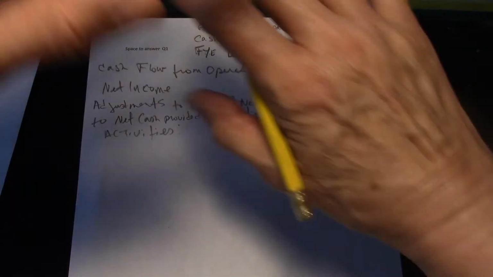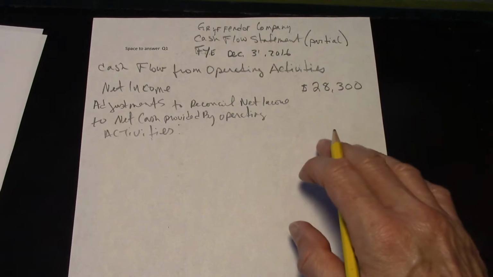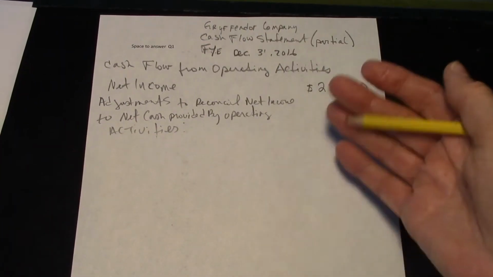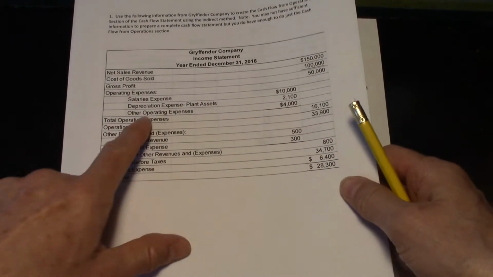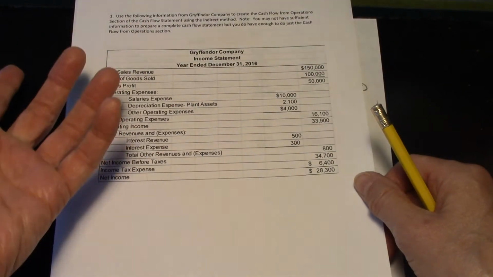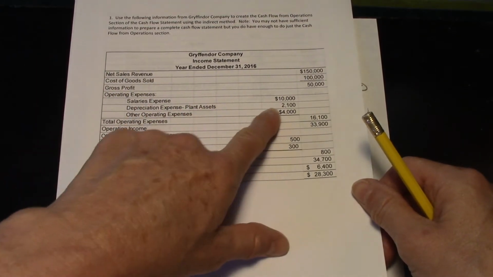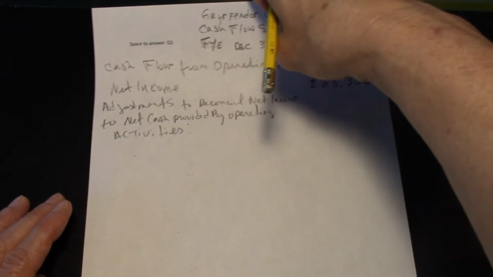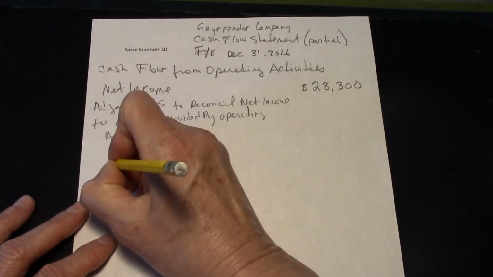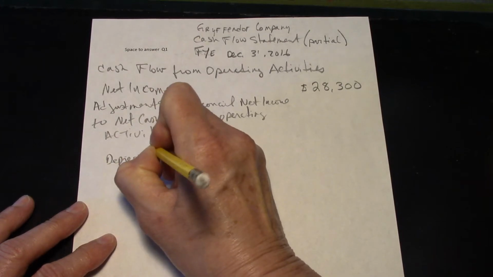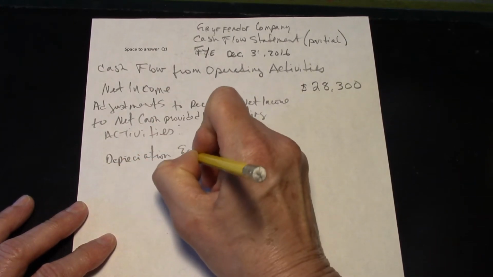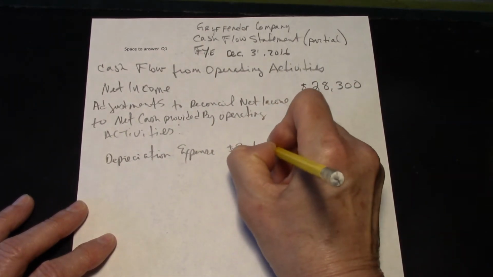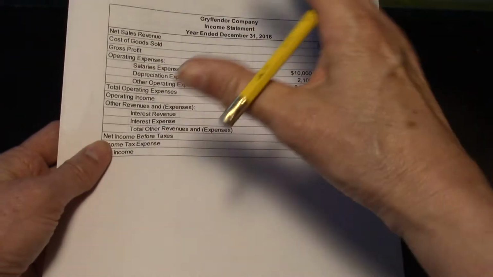The first adjustment is always depreciation expense. It's non-cash, so you add it back in because it was subtracted out, but it's not cash. So if you have depreciation expense, it's going to be on the income statement because it's an expense. That's where expenses are. Depreciation expense, 2,100. Okay, so now we're done with the income statement.